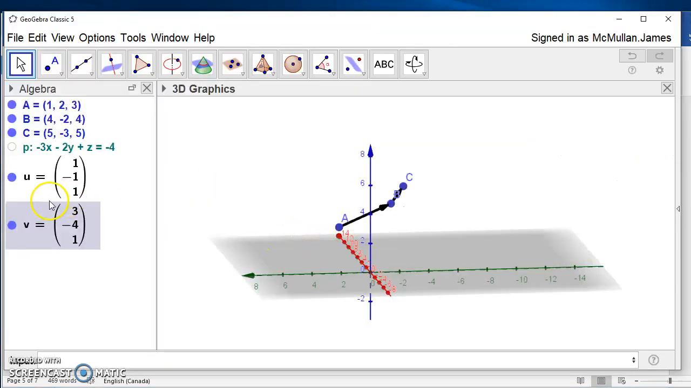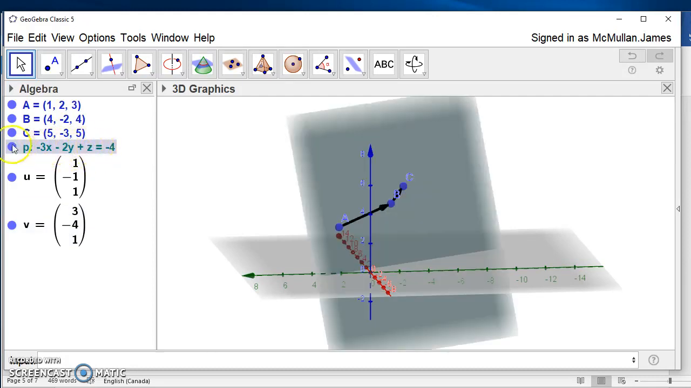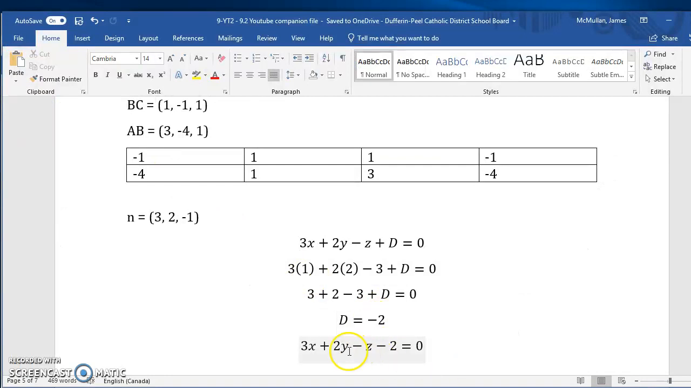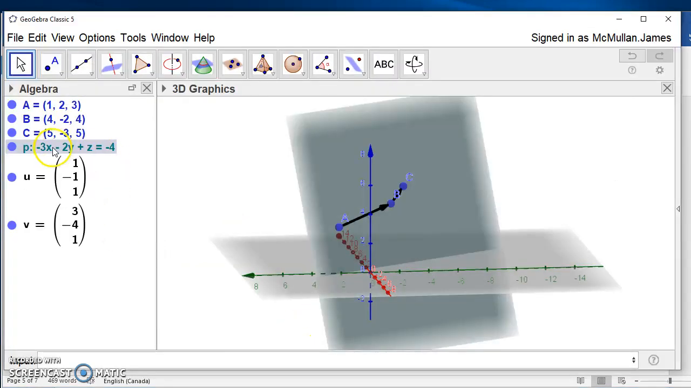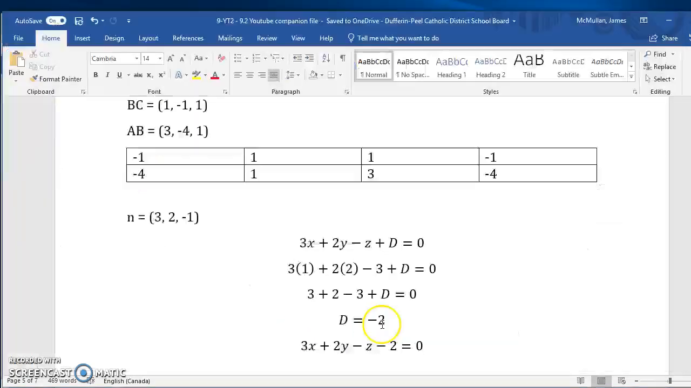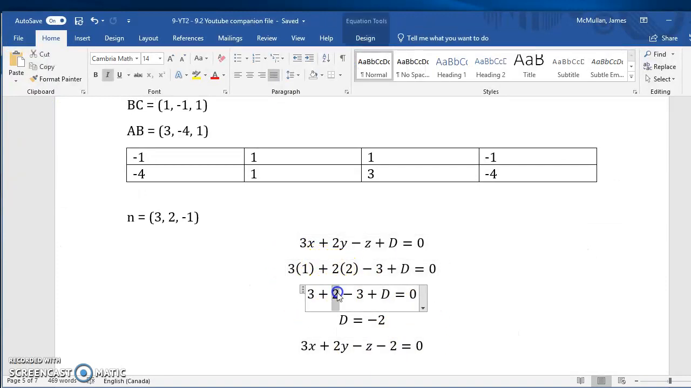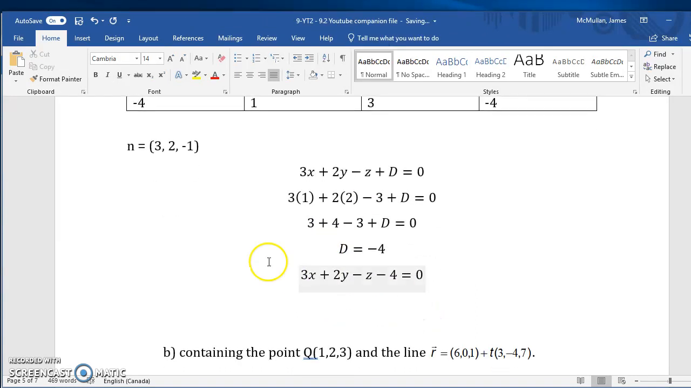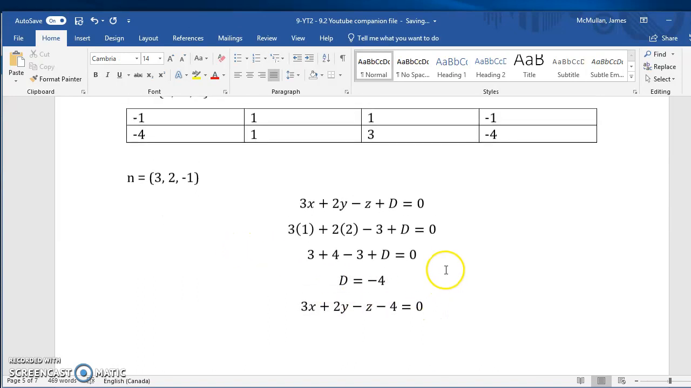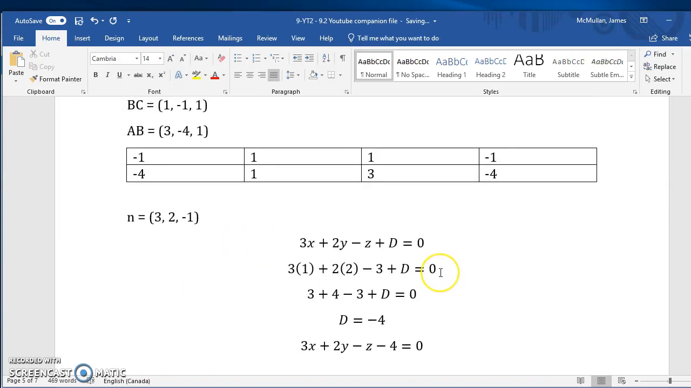And if I go back and look at what GeoGebra did, I must have made an error here. Oh, sorry, 2 times 2 gives you 4, my mistake, and then d is equal to negative 4. There we go. Okay, so that's going to be the equation of that plane. Notice the way this builds up. First we did a point and the normal, then we learned different ways of getting the normal.